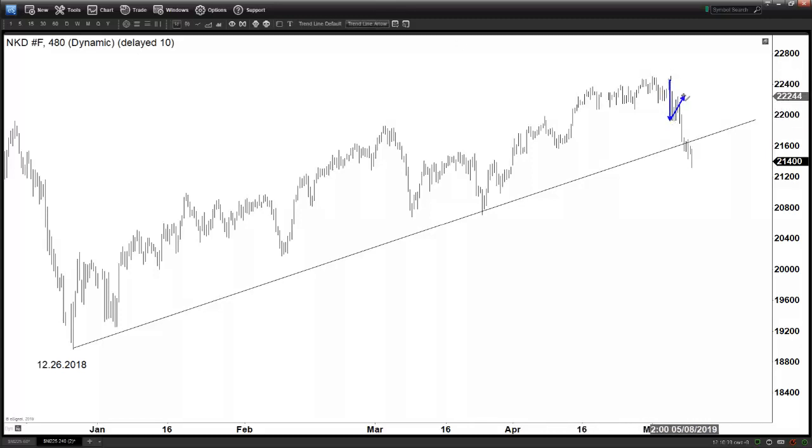If this is an ABC correction, then you should be getting something like this. That will end your wave A, and then you have a wave B, and then you have a wave C, right? So you will be looking for a bigger pullback at least to correct all this rally that happened since the end of last year.